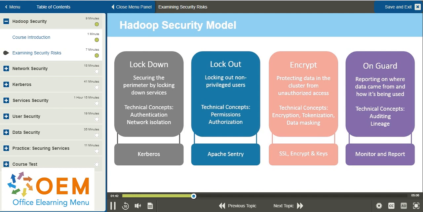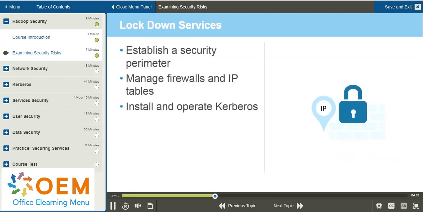My 4 pillars for Hadoop security are 1. Lock down the services. 2. Lock out non-privileged users. 3. Encrypt everything. And 4. Stand guard. This is my reworking of the traditional security model for authentication, authorization, audit, and compliance. The advantage of my model is this aligns more cleanly with our implementation strategies for Hadoop security. Let's talk about these individually.